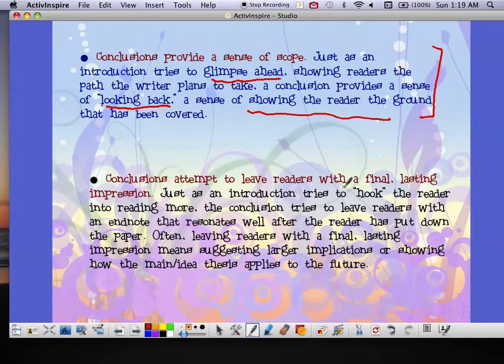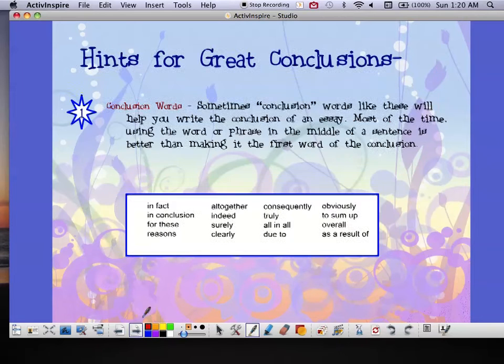You want to leave your reader with one final lasting impression. Remember, it's the last thing that they're going to read. So just like the introduction hooks the reader by raising their curiosity, the conclusion tries to leave the reader with something to think about, something that's going to still stay in their head even after they've walked away from your paper. Maybe it's a sharp final image. Maybe it's a lasting impression. Maybe it's a call to action. But you want them to leave with something in their head about the paper.